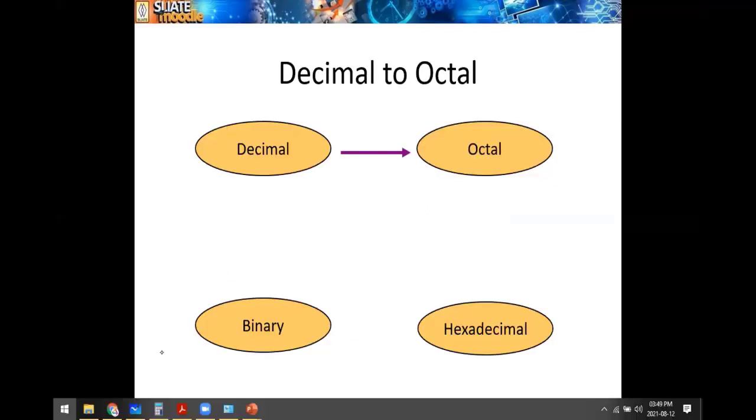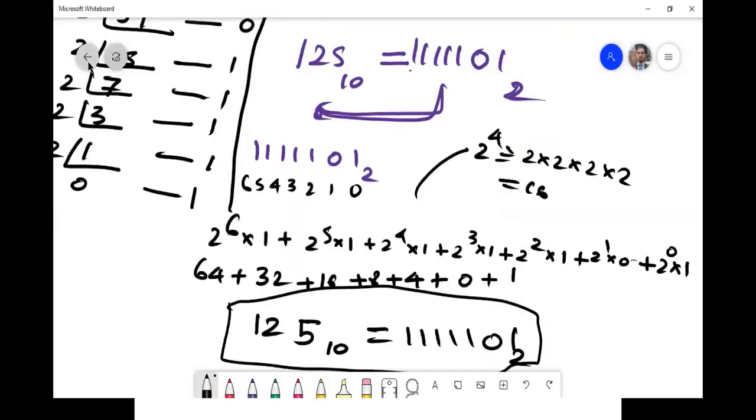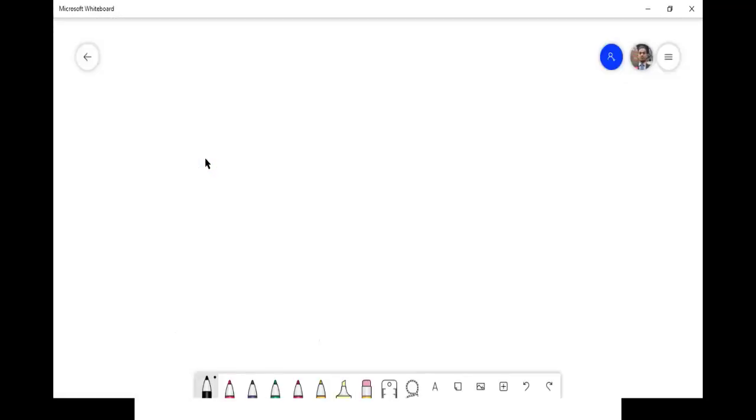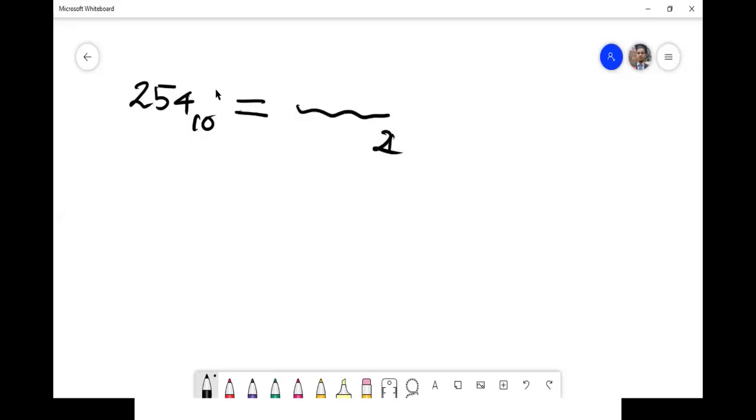So it's very simple. Can you try this one and let me know the answer? Then we can go to decimal to octal. Now please convert this number to binary. Please convert this to base 2 binary. Convert this and let me know, please.